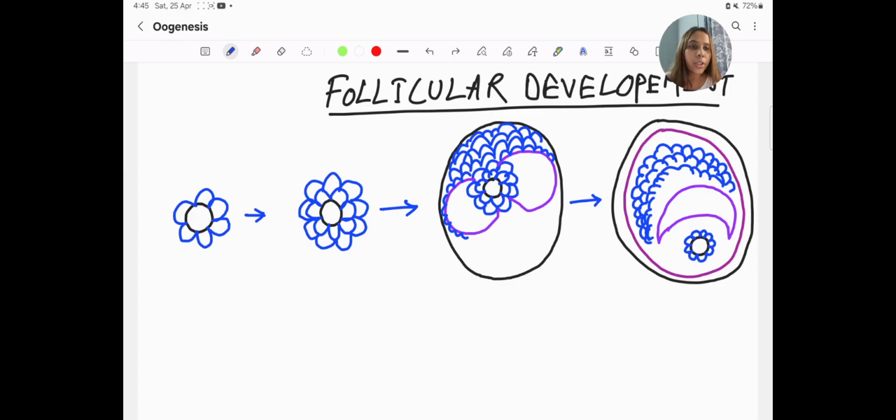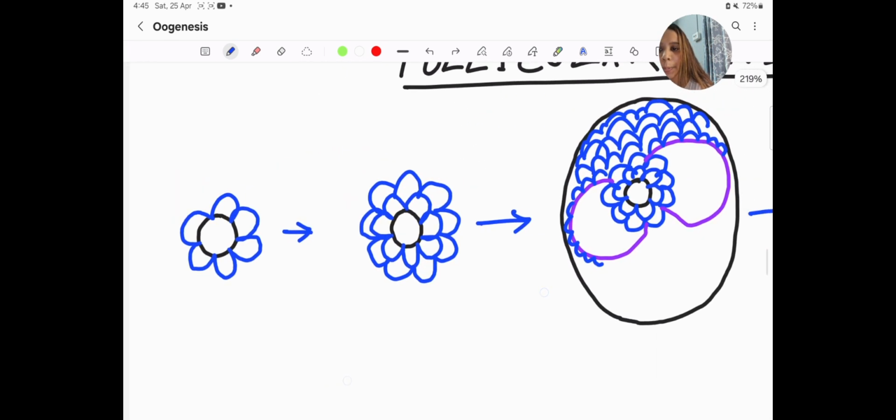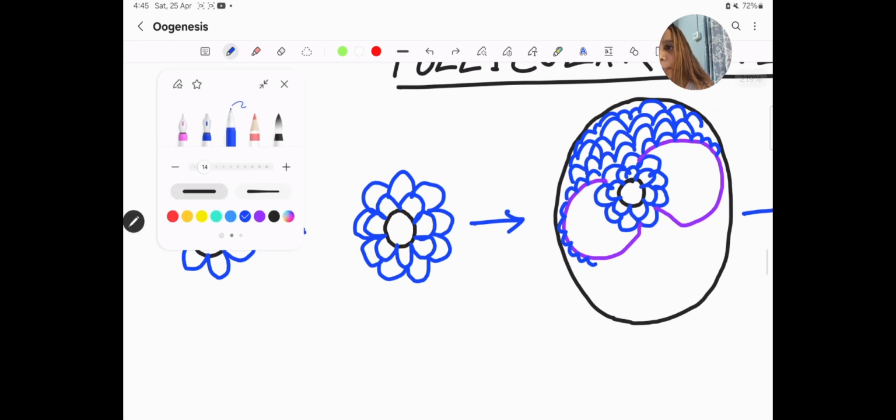I have already talked about oogenesis in my last class, so before watching this video, I suggest you take a look at that video on oogenesis. During oogenesis, follicular development occurs parallelly. So we have developed a primary oocyte, which is the first step of follicular development.